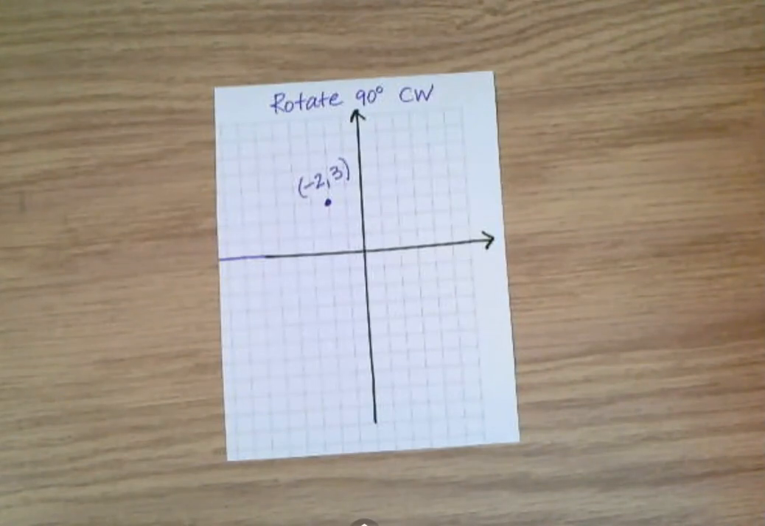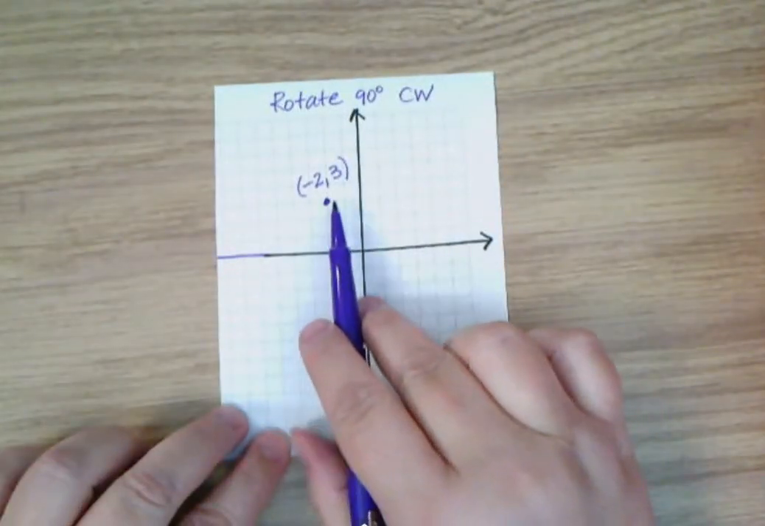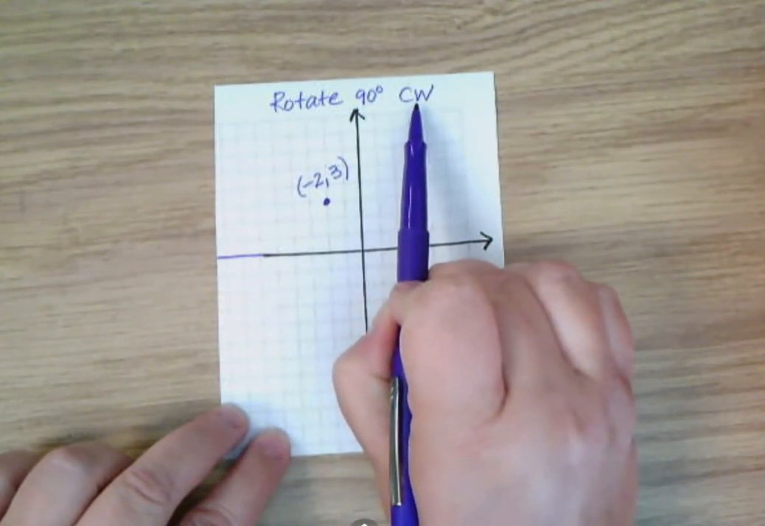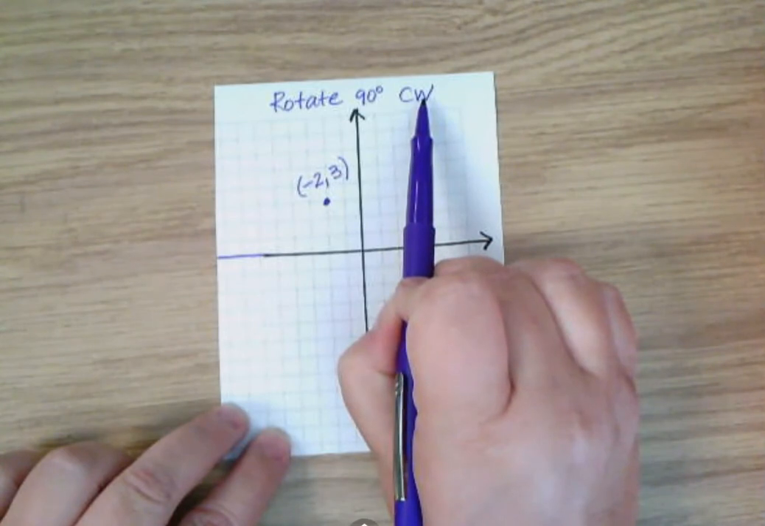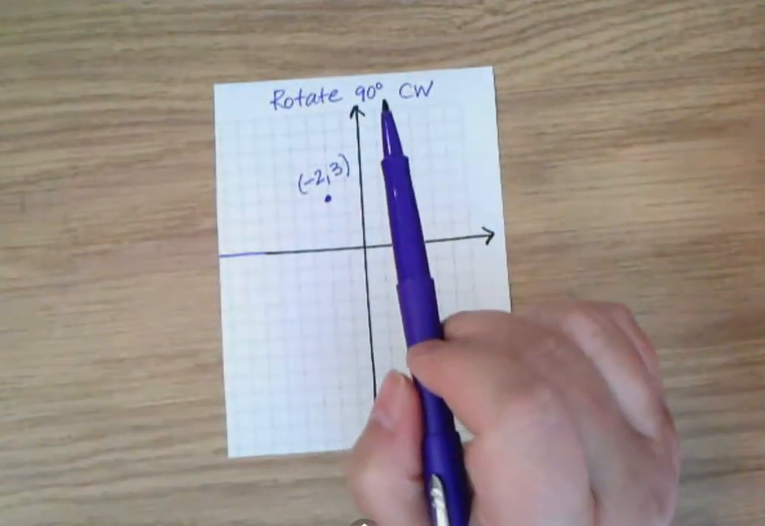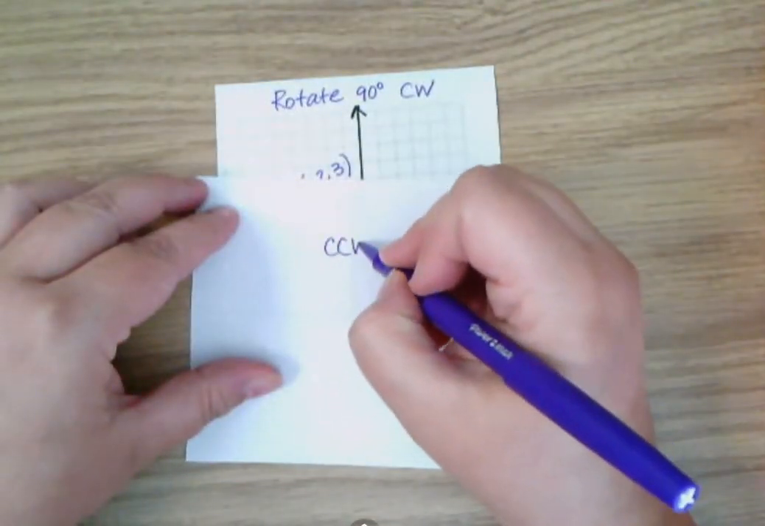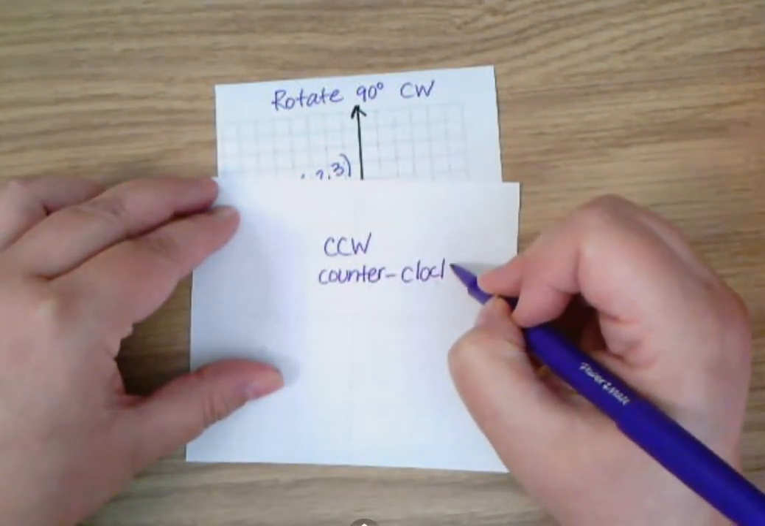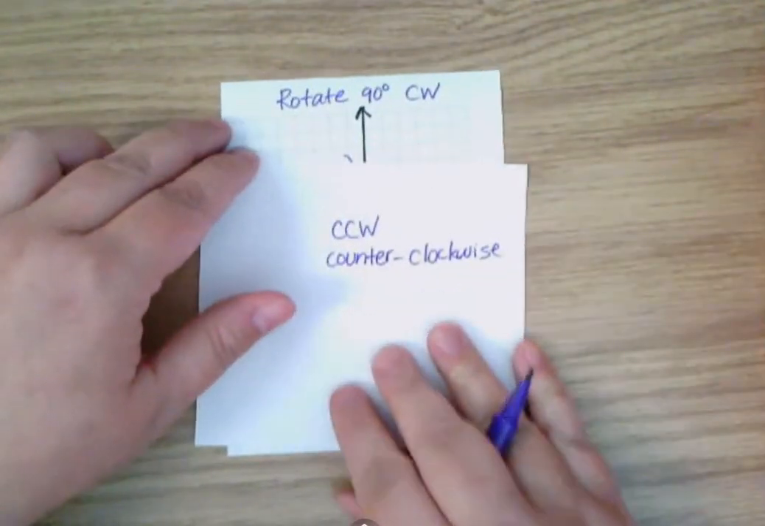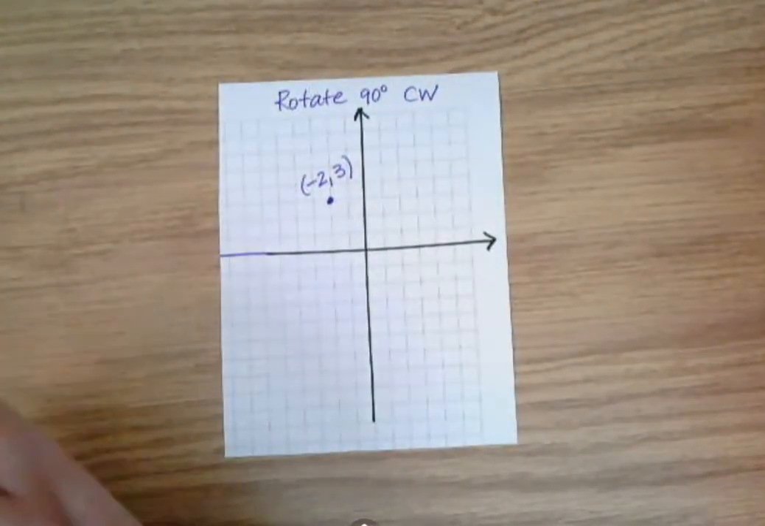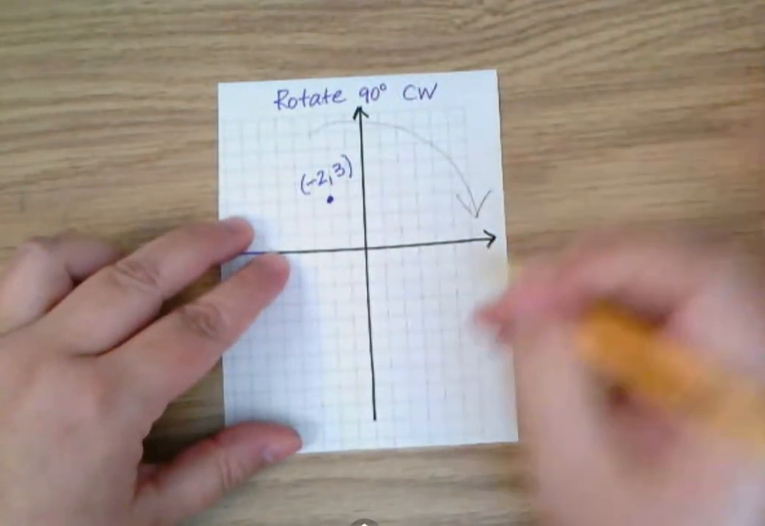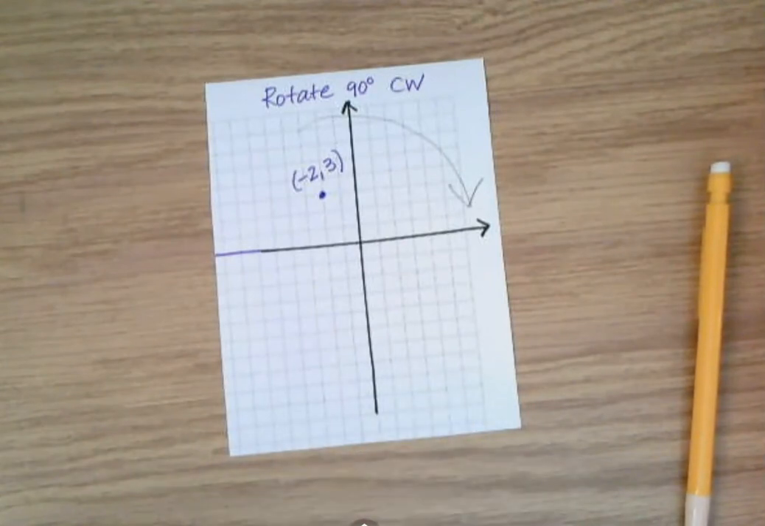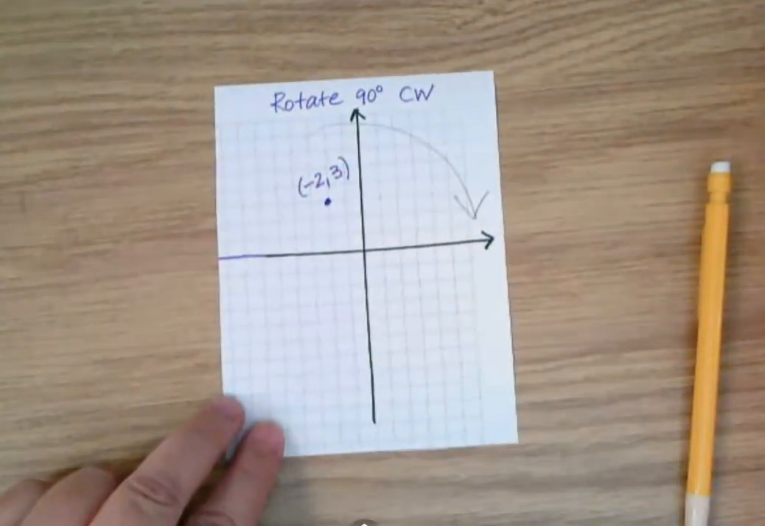Next one, this time we have the point -2, 3, and we're being asked to rotate 90 degrees CW. This stands for clockwise. If you see CW, that's clockwise. If it was going to be counterclockwise, it would be CCW, which stands for counterclockwise. Okay, so this says clockwise. So since it tells me to go clockwise, that means I'm rotating in this direction. All right.